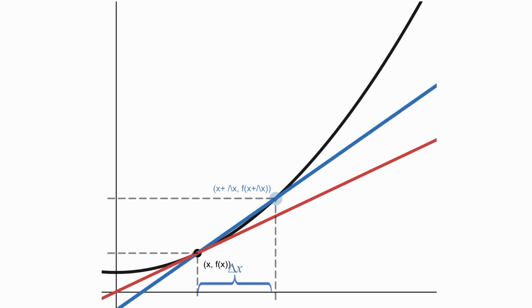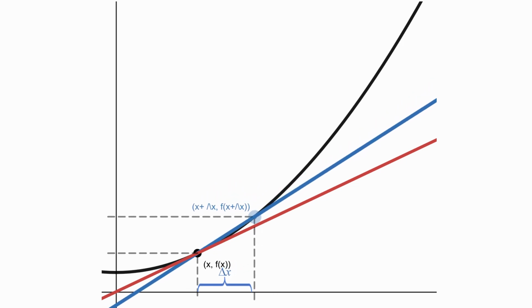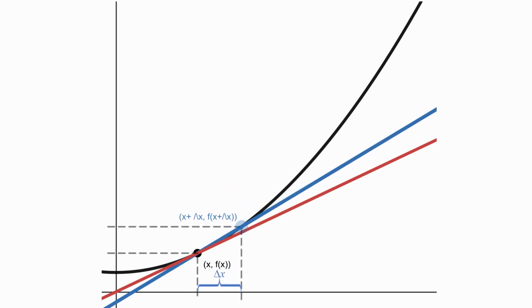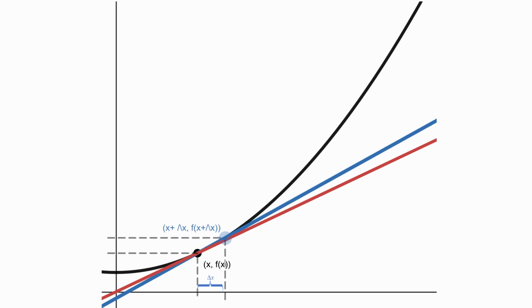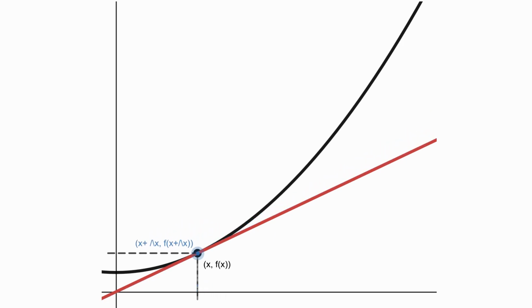And as delta x gets smaller and smaller and smaller, you can see that the slope of the secant line is getting closer and closer to equaling the slope of the tangent line. And as delta x goes to 0, the slope of the secant line becomes exactly the same as the slope of the tangent line.